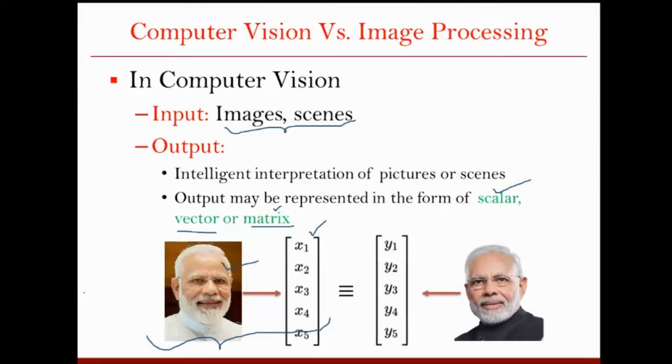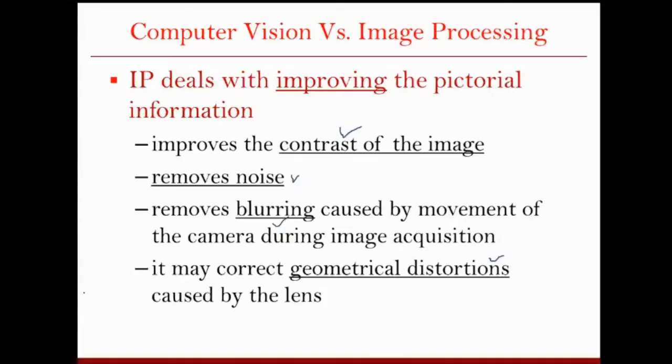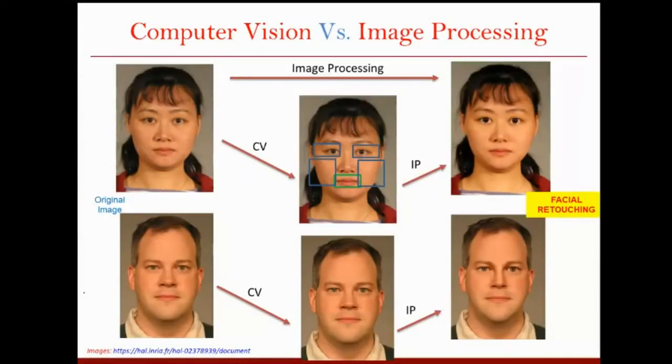Sometimes you may have to go back and forth. You may have to first use image processing, then go for the computer vision, and then again come back to the image processing, and so on. So this is an example that I've just taken. For example, let's say in this task, our objective is to beautify the face. We want to do some kind of facial retouching, and we want to improve the quality or the appearance of the face.